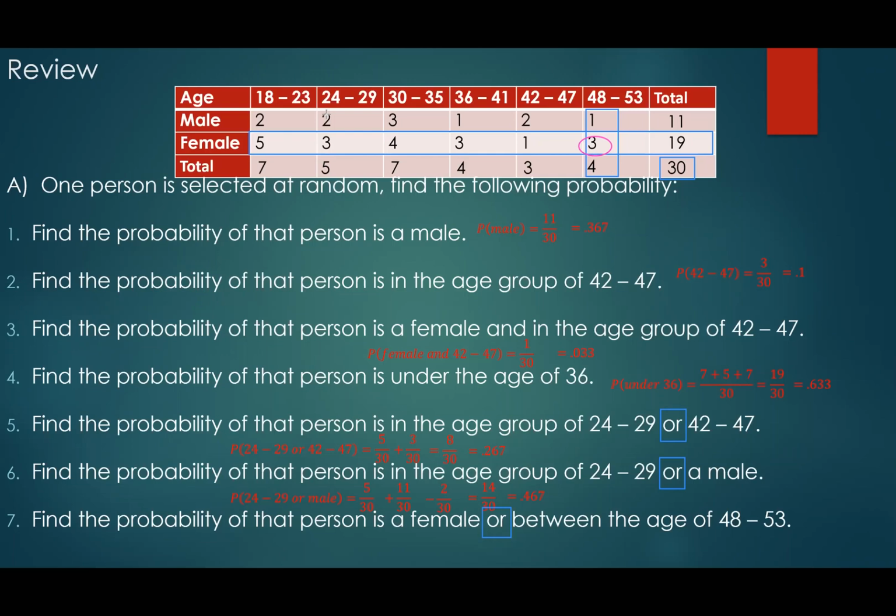If you recognize that they intersect, this is what we have: we find the probability of the first one, how many female, which is 19 over 30, plus how many in the age group of 48 to 53, which is 4 over 30, minus how many are specifically female and in that age group, which is 3. This gives us 0.667. We did this last time, and hopefully this second time around, you can recognize when it is a mutually exclusive event.